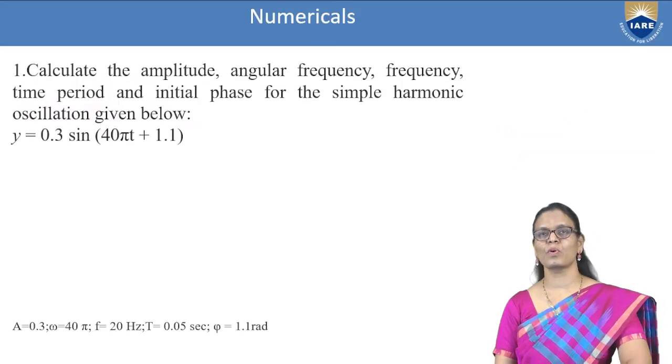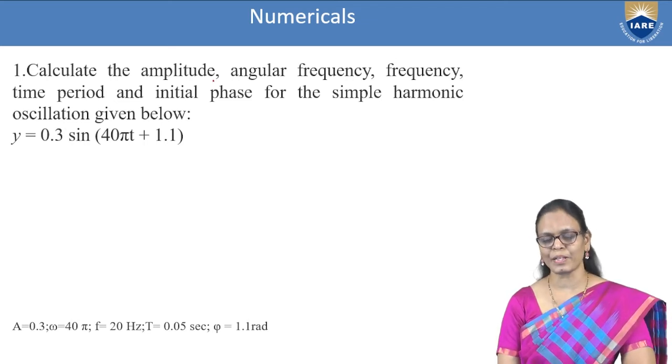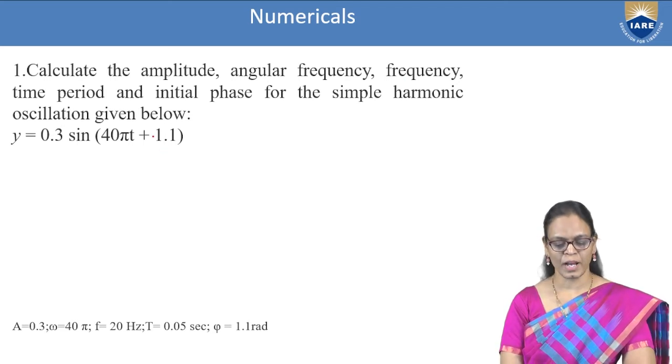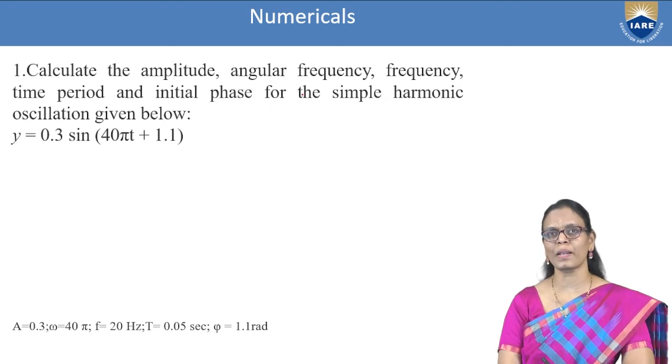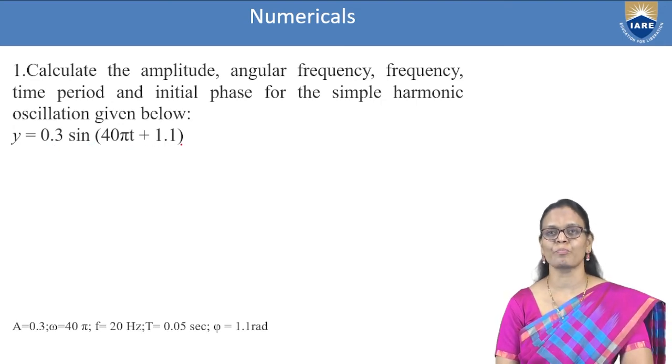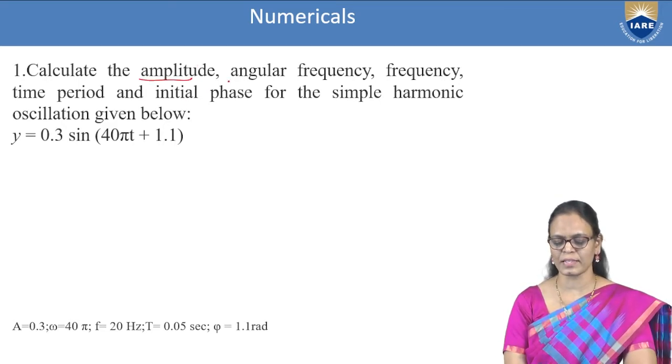So let us now move on to the numericals. Calculate the amplitude, angular frequency, time period and initial phase for the simple harmonic oscillation, which is given by y is equal to 0.3 sine of 40 pi t plus 1.1. So it is understood that we have to calculate all these things.